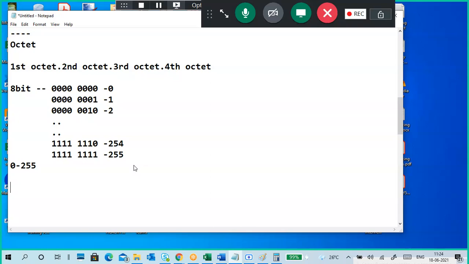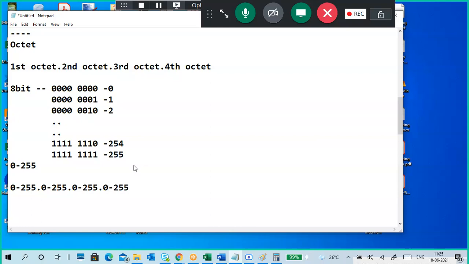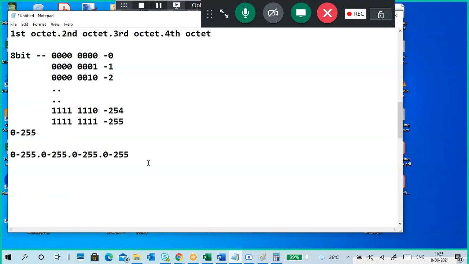Good. Now the first octet range is 0 to 255. Any number between 0 and 255 can be there. Second octet, third octet, 0 to 255. Next octet, 0 to 255. It means if you check any octet, what is the highest number?